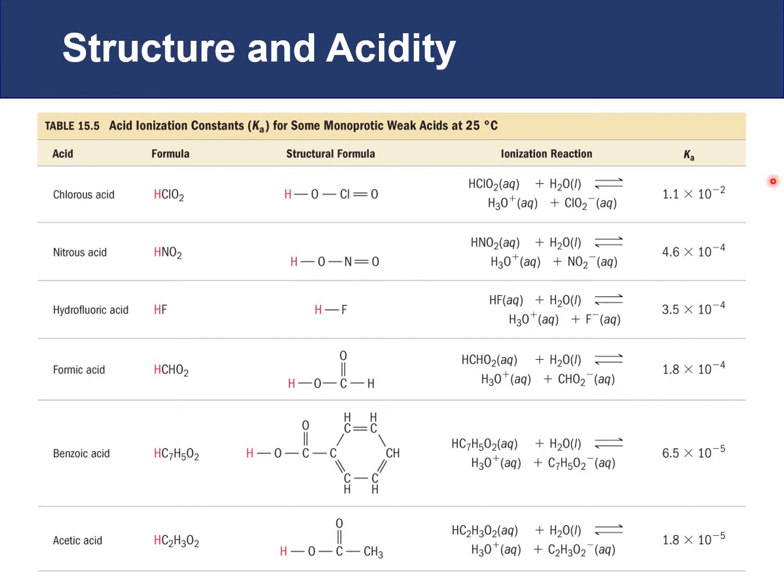And we can see from the Ka, the acid dissociation constant, that chlorous acid has a much higher Ka value than does nitrous acid. In chlorous acid, it's 1.1 times 10 to the negative 2, whereas in nitrous acid, it is 4.6 times 10 to the negative 4. So that means that we could expect that the concentration of the hydronium ions, the H3O+, in a solution made from chlorous acid would be significantly higher than in the case of nitrous acid.